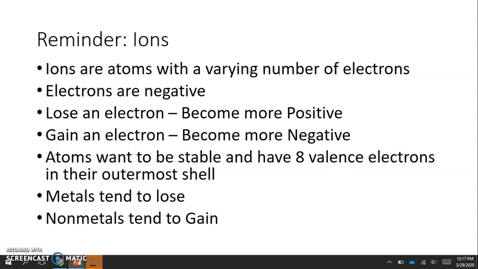Just a reminder also, atoms want to be stable, and they all want to have 8 valence electrons in their outermost shell. Okay, so they want to get to a noble gas configuration. And in that, metals on the left-hand side of the table tend to lose electrons, and then nonmetals tend to gain them. So they'll go whichever way gets them to an 8 or a noble gas outermost shell the easiest way. Okay, so that's a review of your ions.